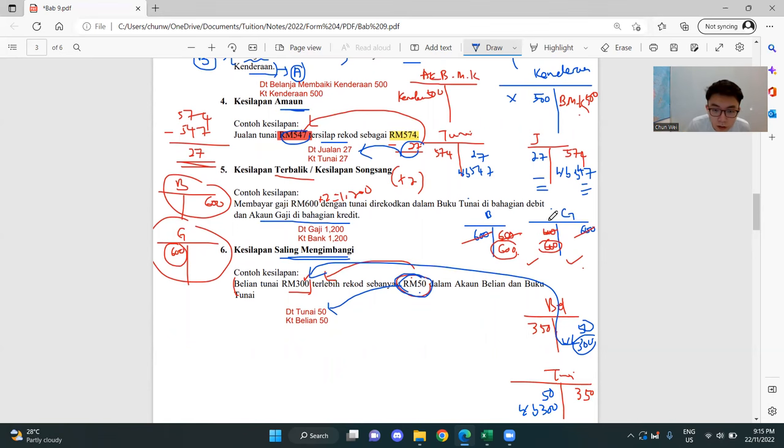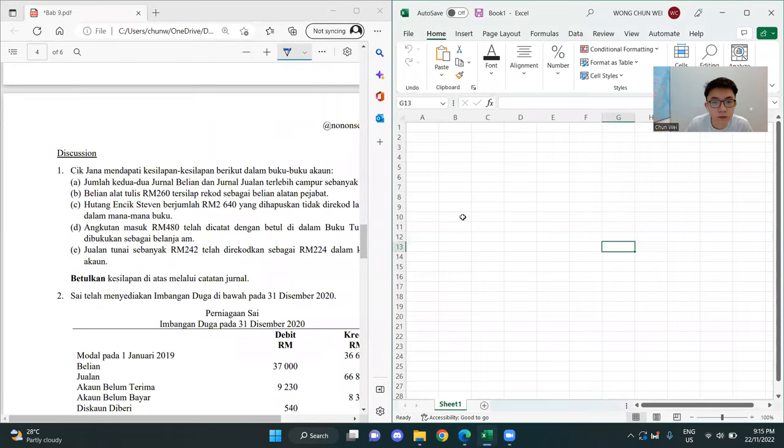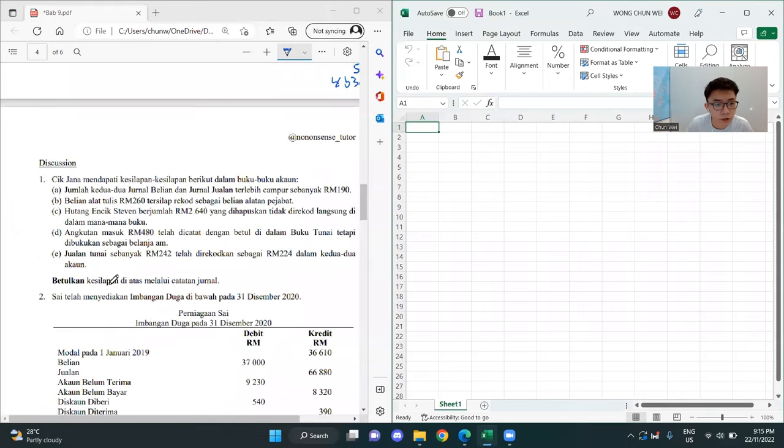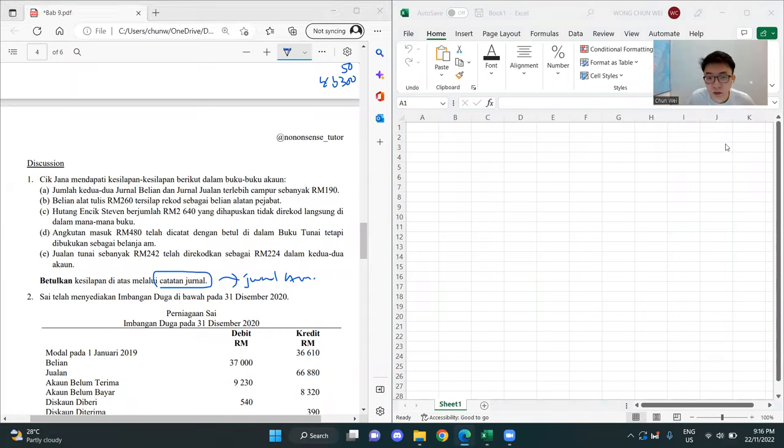Alright, so let's go to discussion question one and do it together. Okay, take your buku nota. So let's look at question one. Cik Jana. Okay, mendapati kesilapan-kesilapan berikut dalam buku account. So in this question, what we are supposed to do is you perlu membetulkan kesilapan di atas melalui catatan jurnal. So when they say catatan jurnal, they are actually referring to jurnal am. Okay, in this case. Alright, so what you're going to do is, let's put the nombor soalan. And then this is, we are preparing a journal am. Okay.